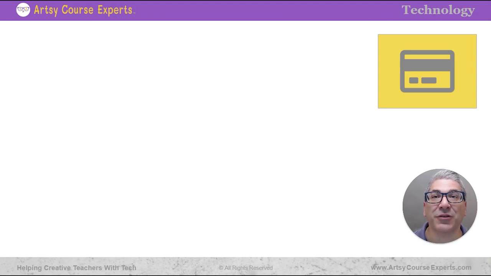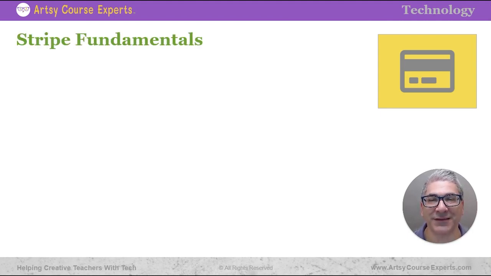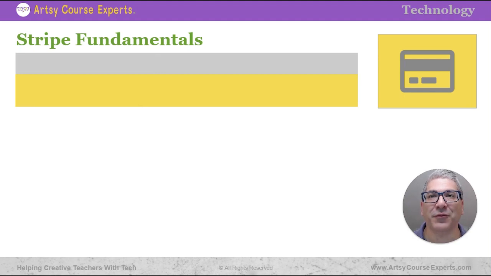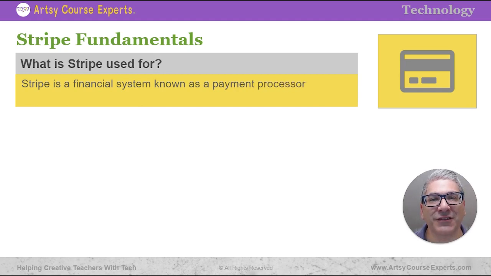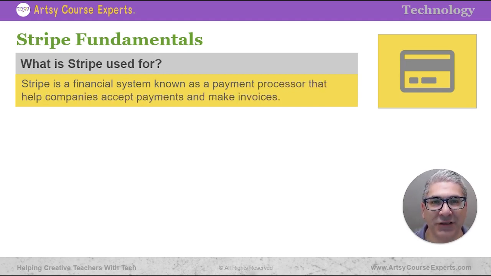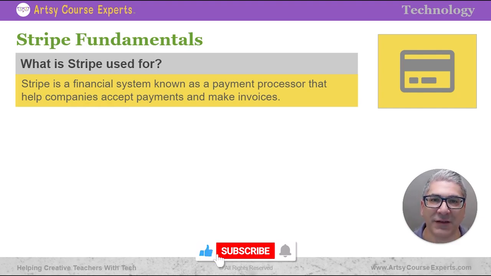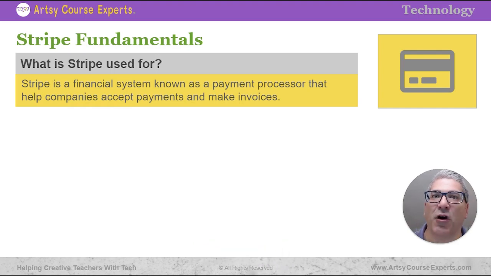Hey everyone, in this lesson we're going to go over Stripe fundamentals. So let's start off with what is Stripe and what is it used for? Stripe is a financial system. It's like a technology. Think of it as a super PayPal. It's a payment processor, and it lets companies accept payment, make invoices, and do a whole bunch of other stuff. As a teacher or creator, you could use Stripe to receive payments for coaching, for your courses, for your community, and on and on.